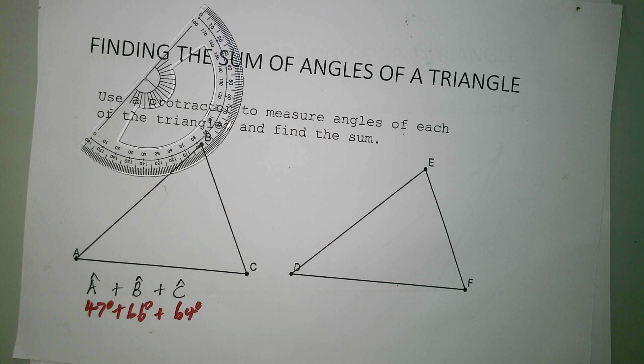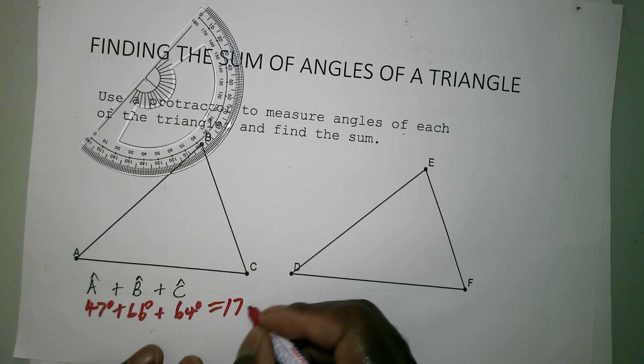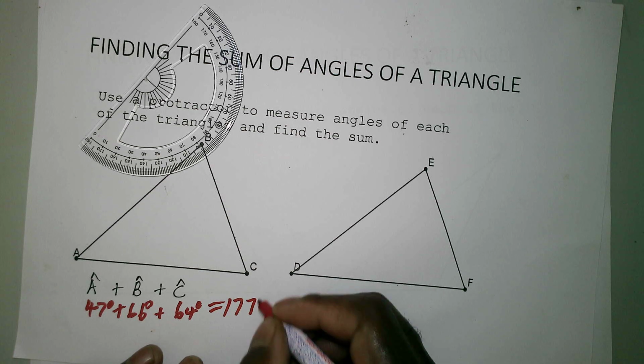Let's use the calculator to find out. If we add this, what are we going to get? 47 degrees, 66 degrees, plus 64. It's 177 degrees. Just hope that we got the correct one.